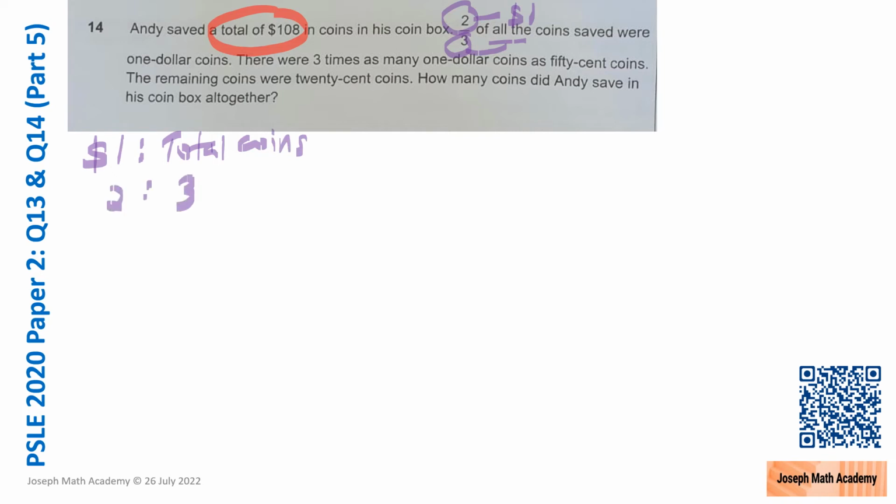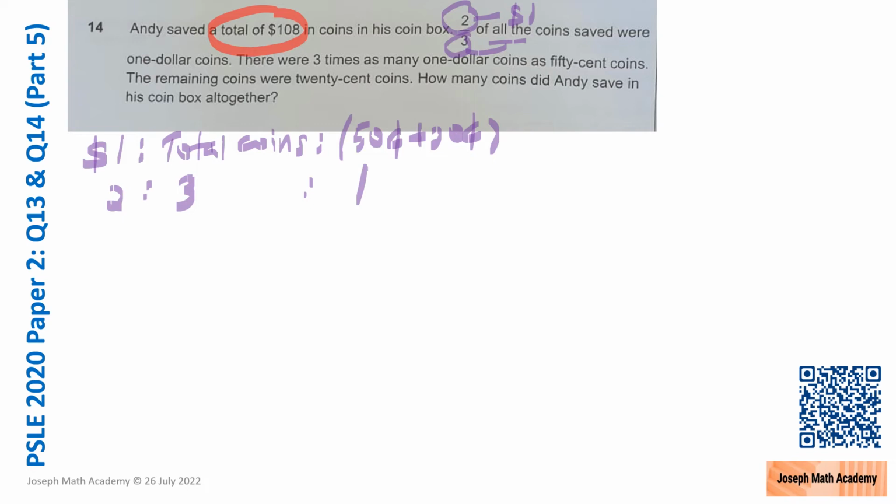Now, I can further extend my original ratio to include 50 cents and 20 cents. So if $1 coins are 2 units, total coins 3 units, then the 50 cents and 20 cents together should be 1 unit. Alright, so this is easily understood. It's a part whole ratio.